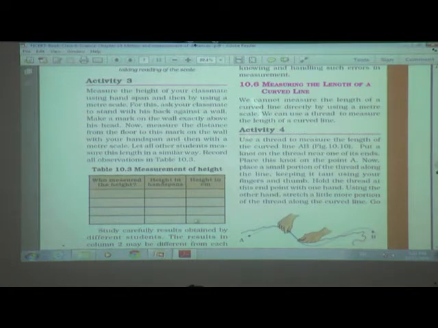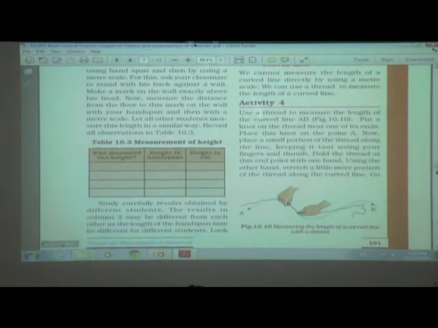Here, height in centimeters. So students, study carefully the results obtained by different students. The results in column 2 may be different from each other, isn't it? Because the hand span may be different for different students.